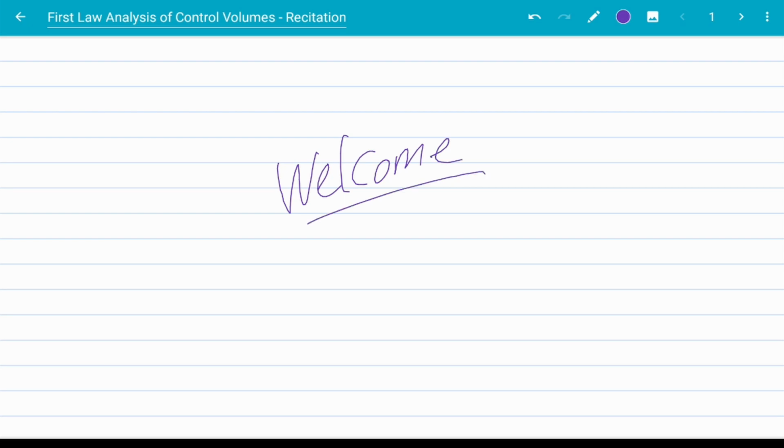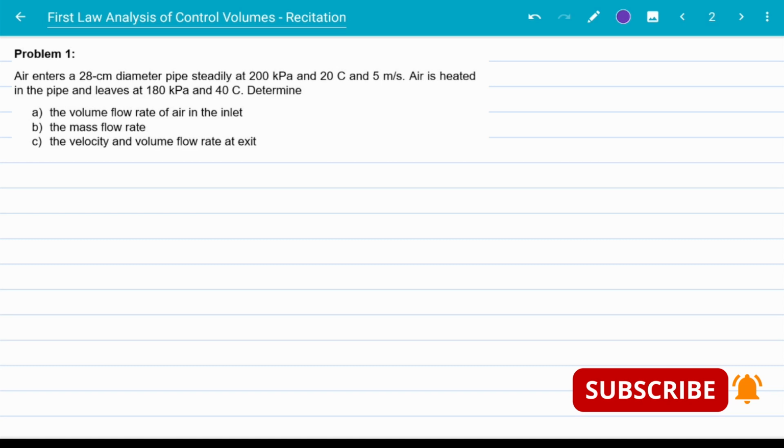Today I'm going to solve a few problems from the topic of first law analysis of control volumes. I'm going to cover both steady state flows and devices and unsteady flows. So let's start with problem 1.